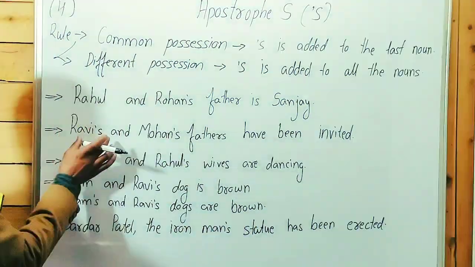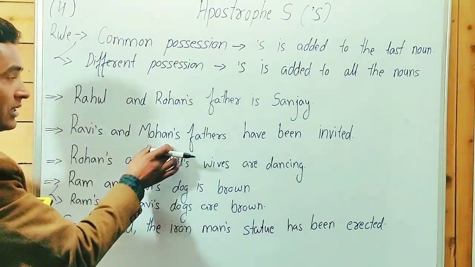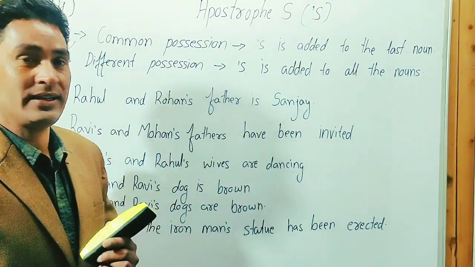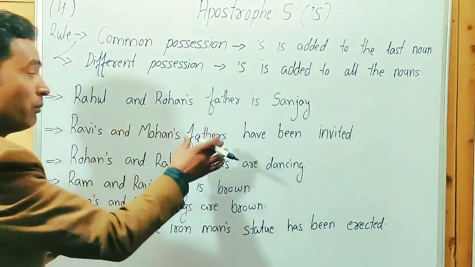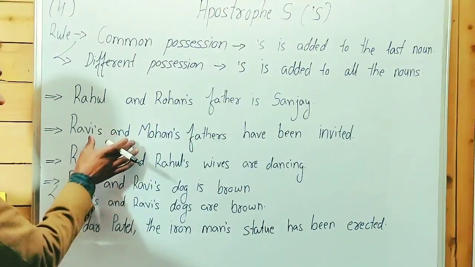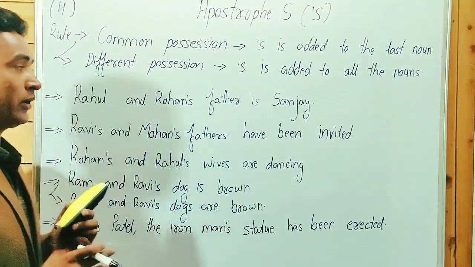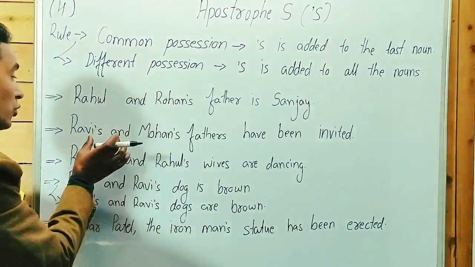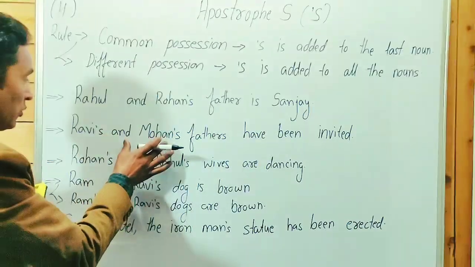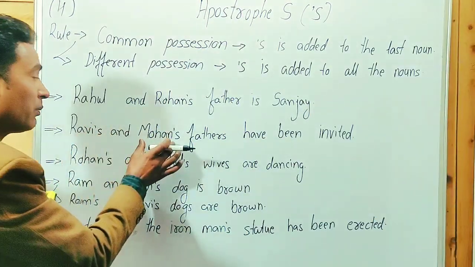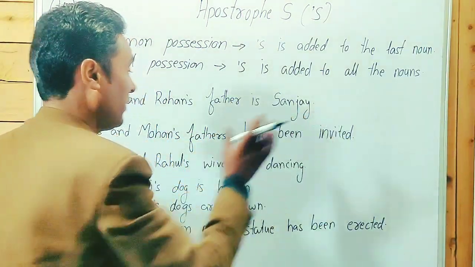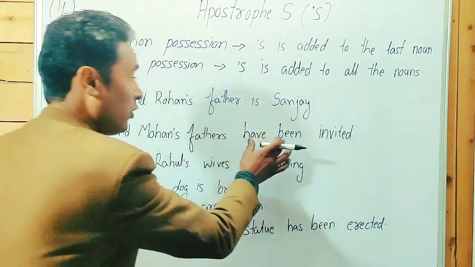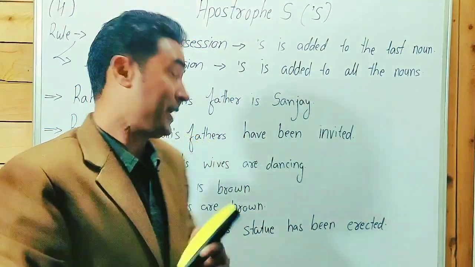But in this case, Ravi's and Mohan's fathers have been invited. It means the fathers of both. Point to be noted: fathers of both Ravi and Mohan. In this case, we have to add apostrophe S to all the nouns. Ravi's and Mohan's fathers have been invited. Plural noun, plural verb, passive voice.